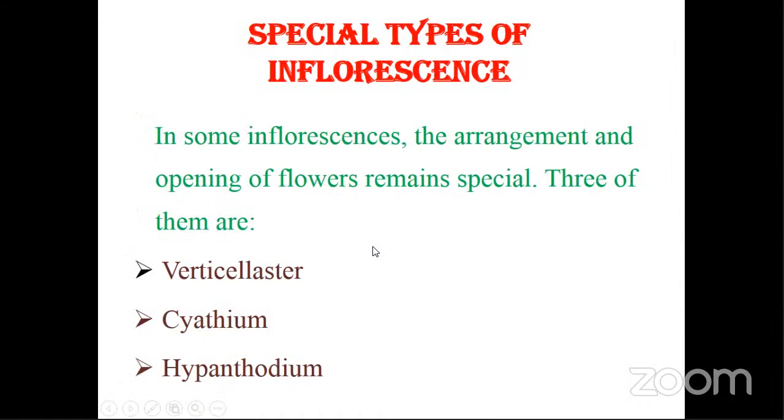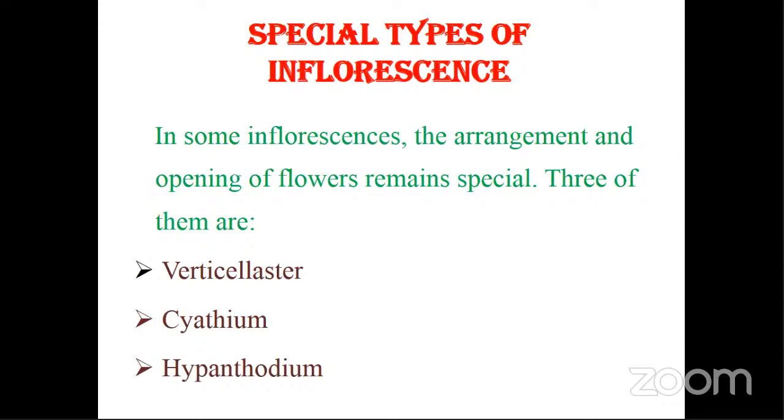Okay, and in racemose and cymose inflorescence, we observed a definite pattern. That is, in racemose inflorescence, the peduncle grows indefinitely, and in cymose inflorescence, the peduncle grows definitely. And each time we see very clearly that there is a definite pattern of growth. If the arrangement of flowers is not following a special or definite pattern, they all come under special types of inflorescence. There are three special types of inflorescence. They are verticillaster, cyathium, and hypanthodium.